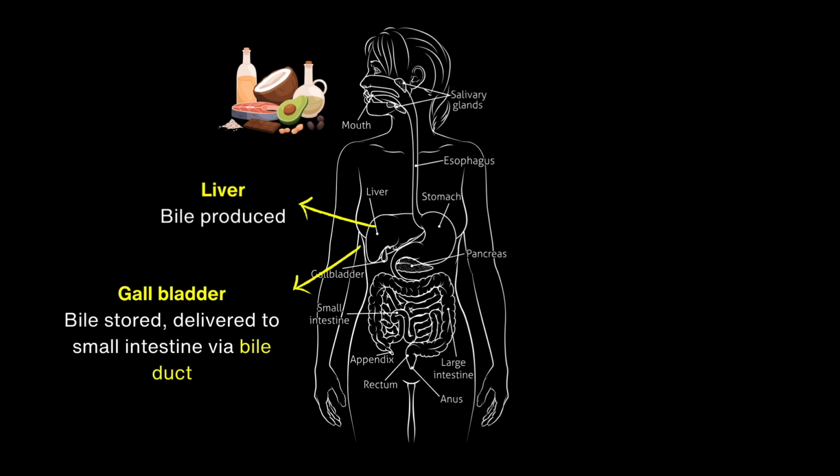Now, if we look at where bile is produced in the body, bile is produced in the liver, but it's stored in the gallbladder. And it's delivered to the small intestine, where it has its action of emulsification via the bile duct.